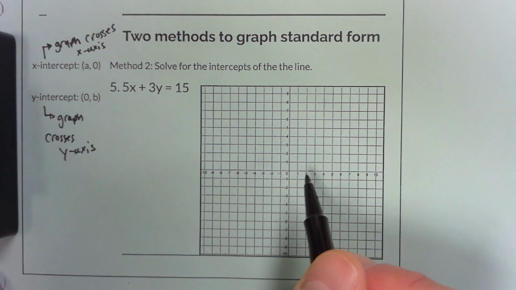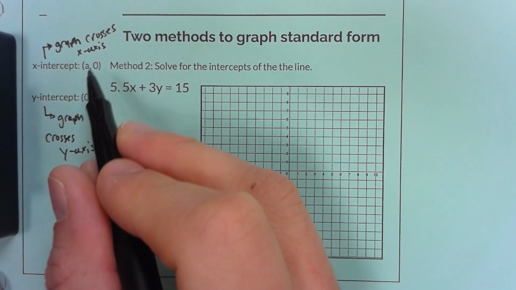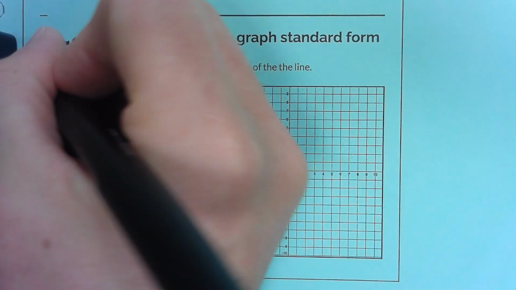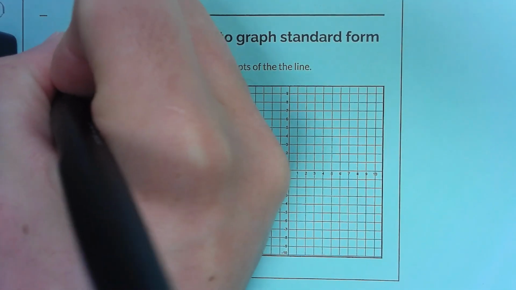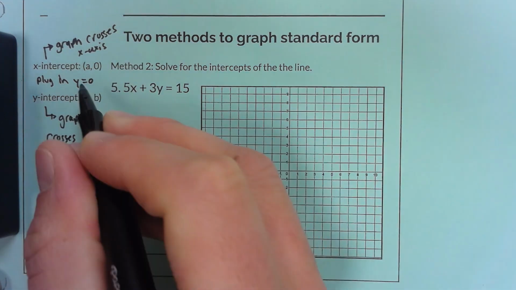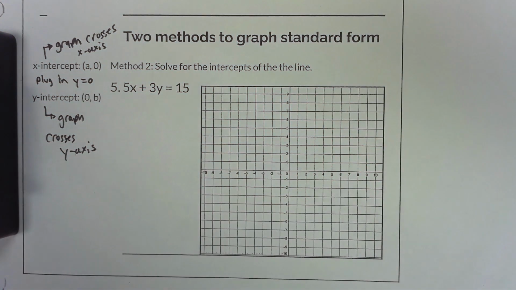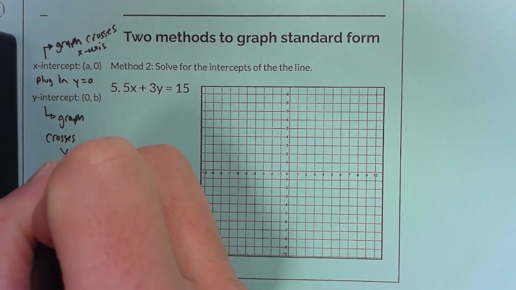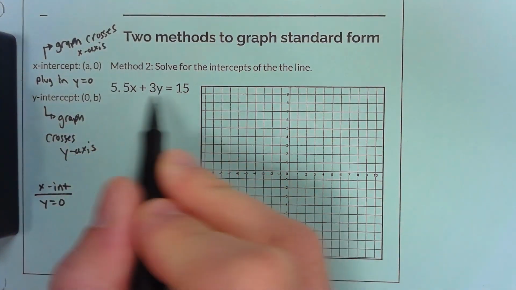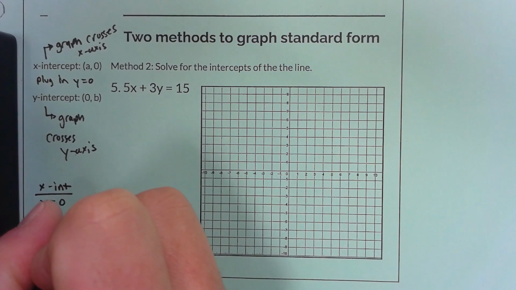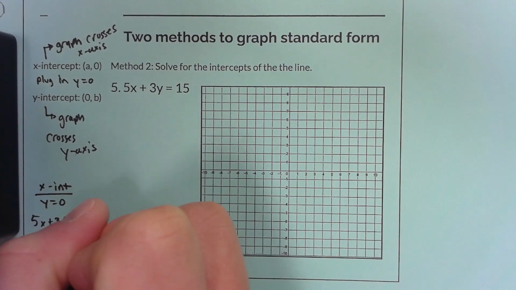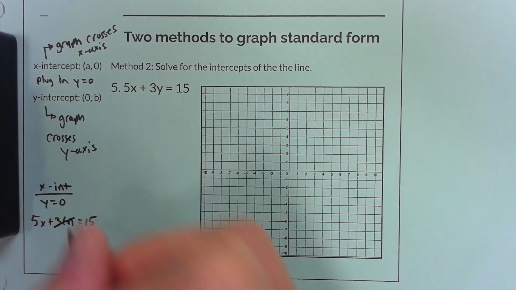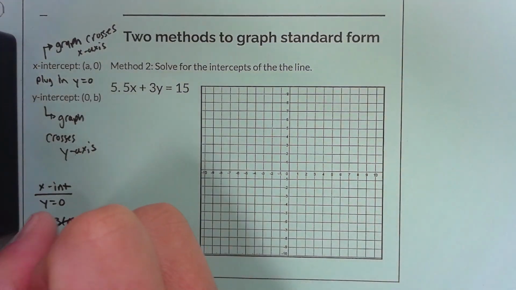So for me to find the x-intercept represented by this variable a, I need to let y equal 0. So I plug in y equals 0, and I solve for x. That's all that we need to do. So let's look at that work here. X-intercept, I'm going to plug in y equals 0. So I'm going to take this equation. I have 5x plus 3 times 0 equals 15. And plugging in the 0, we multiply by that 0, and it goes away. And it goes away really quickly.